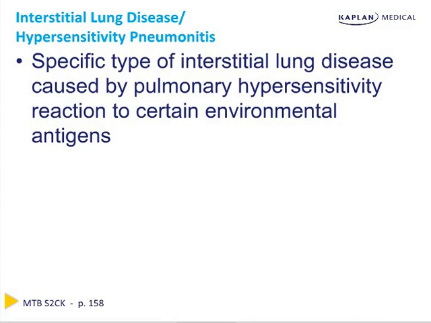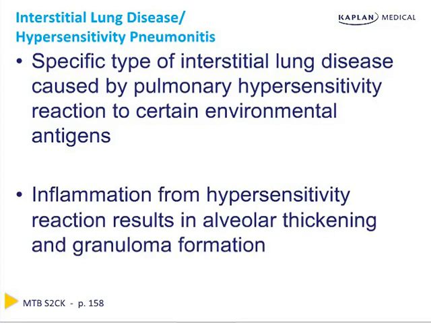Another commonly tested type of interstitial lung disease is a hypersensitivity pneumonitis. This is a specific type of interstitial lung disease caused by pulmonary hypersensitivity reaction to certain environmental antigens. It's basically an allergic reaction that's taking place within the lung parenchyma. Inflammation from hypersensitivity reactions eventually results in alveolar thickening and granuloma formation.